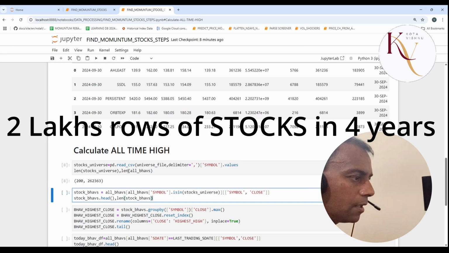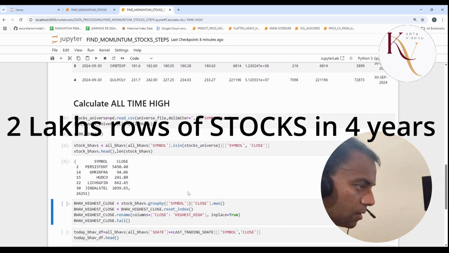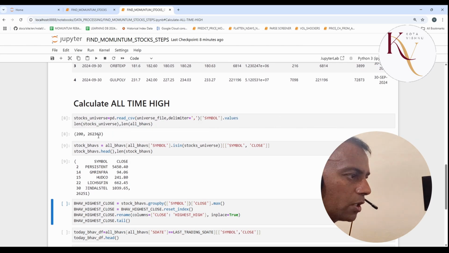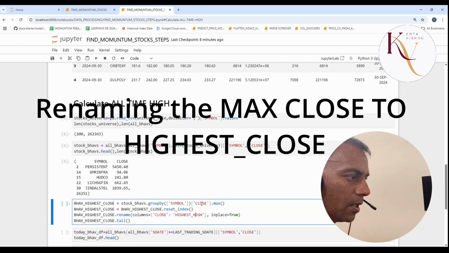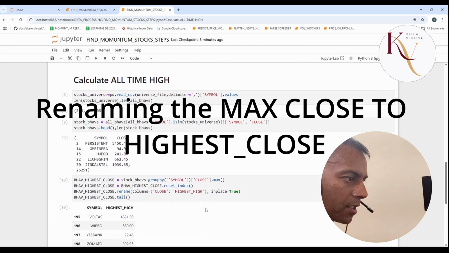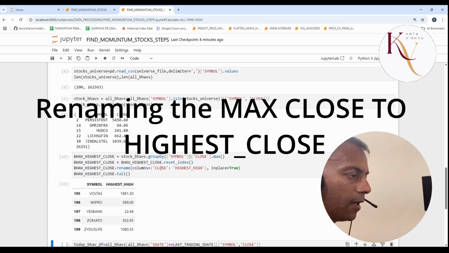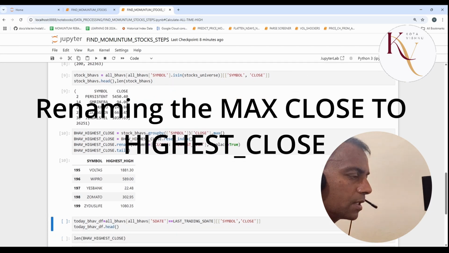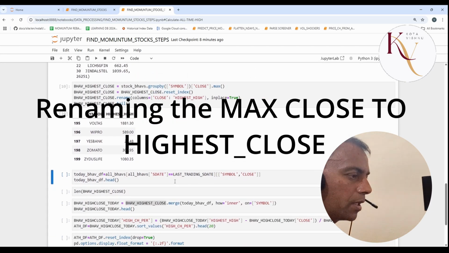And within all the data I have, these 2 lakhs, I don't want all of them. I wanted to filter them by Nifty 200 stocks. Once we filter that out, this is what we get. Out of 2 lakhs, we got 26,251. Now we'll calculate, within the 200 days for each stock, the all-time high, the maximum close. So I'll get only the close date and the highest high, which is the high within that 200 days.